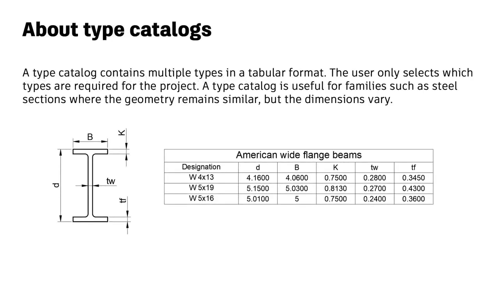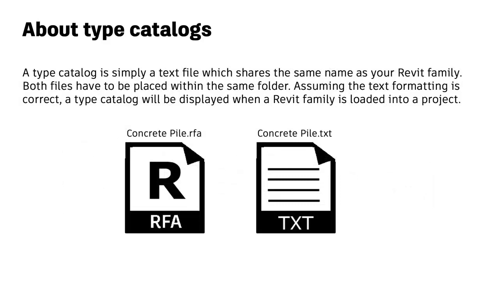A type catalog can contain multiple family types in a tabular format. The type catalogue can contain dimensions and other data such as structural properties. A catalogue is much more efficient when there are a large number of family types to create. Also, the user only selects the types required for the project, which can help keep down file size. A type catalogue is simply a text file that shares the same name as your Revit family. Both files have to be placed in the same folder. Assuming the text format is correct, a type catalogue will be displayed when a Revit family is loaded into the project.